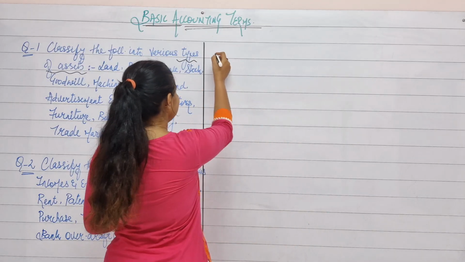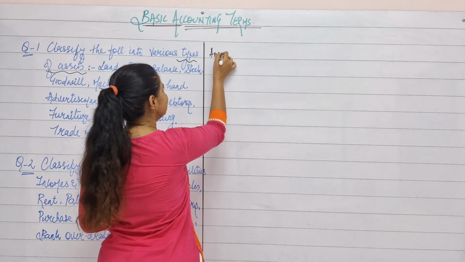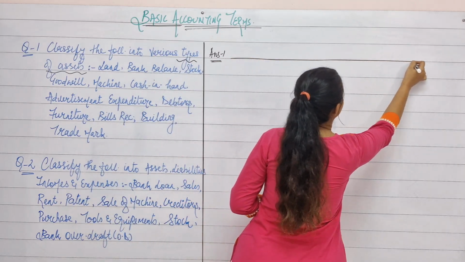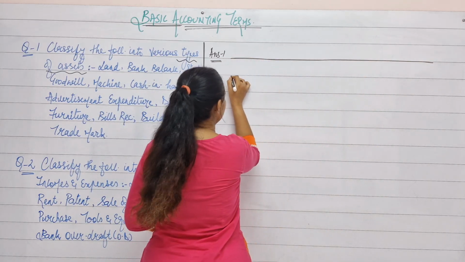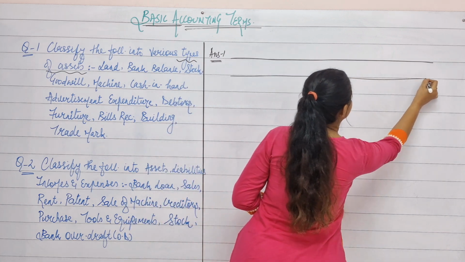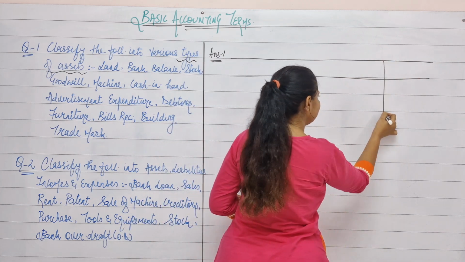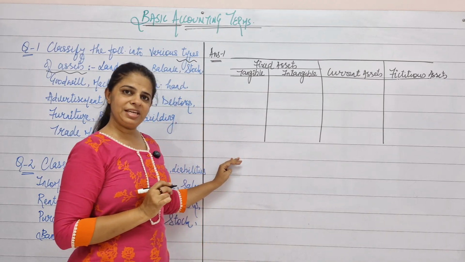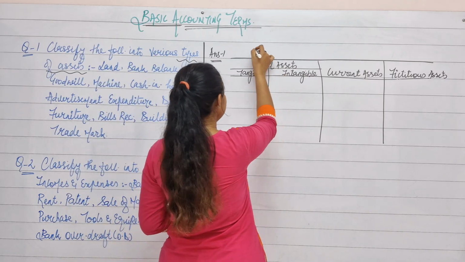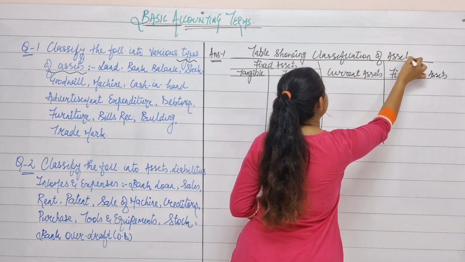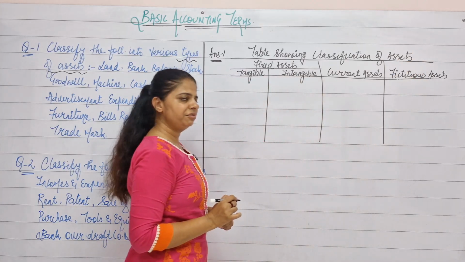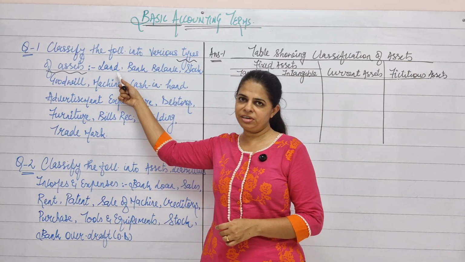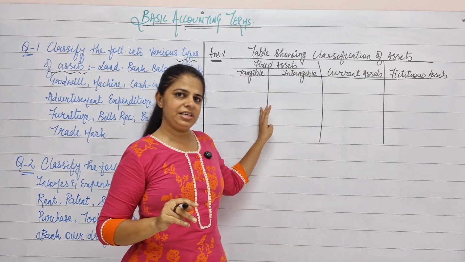So how to categorize them या how to write answer number 1? You will be making one table. Accounts के teachers को table बहुत अच्छा लगता है. And so you will be making the table. Like this, you will make the table and will name it as table showing classification of assets. And one by one, you go on picking the item from this and drop it in the relevant column.